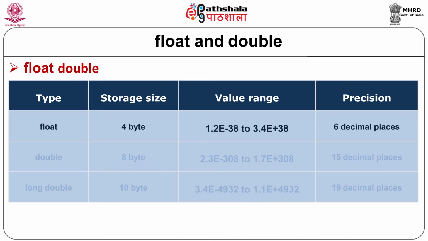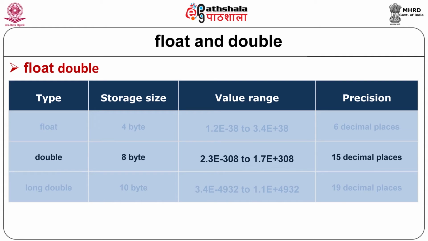For float data type, storage size is 4 byte, with value range and precision. The value range for float is 1.2 into 10 raised to minus 38 to 3.4 into 10 raised to plus 38. Precision up to 6 decimal places. For double data type, storage size is 8 byte, value range is 2.3 into 10 raised to minus 308 to 1.7 into 10 raised to plus 308. Precision for this data type is 15 decimal places.